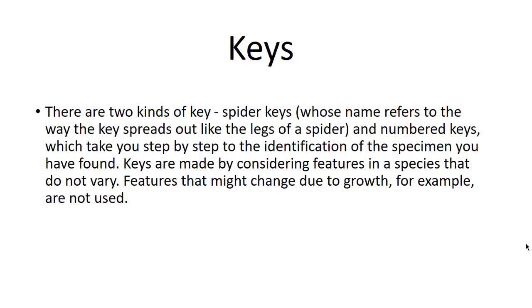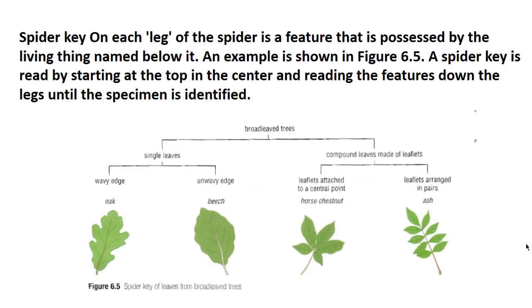Let's see the first one. You can see the spider key: on each leg of the spider is a feature, followed by the living thing named below. For example, there is a broad-leaved tree. As shown in our figure 6.5, a spider key is read by starting at the top in the center and reading the features down the legs until the specimen is identified. For example, the leaves of the broadleaf tree.